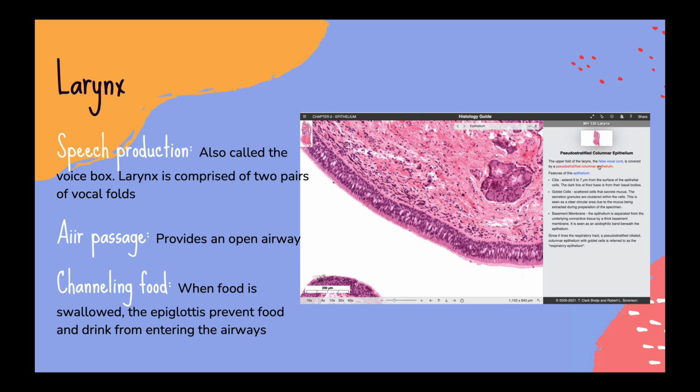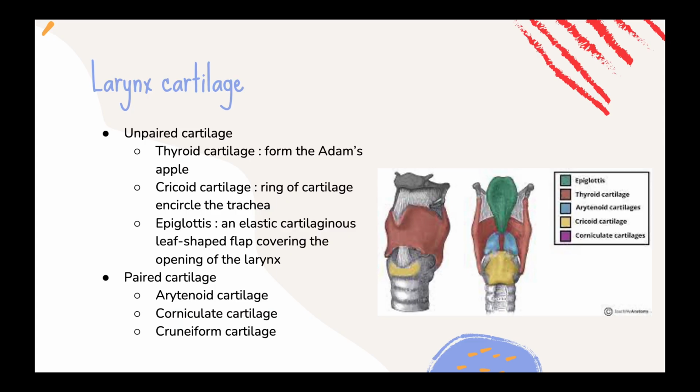The next function is air passage. It provides an open airway. And then the last one is channeling food. When the food is swallowed, the epiglottis prevents food and drinks from entering the airways. So the larynx is lined with pseudo-stratified columnar epithelium, and it has the basement membrane and the goblet cells.